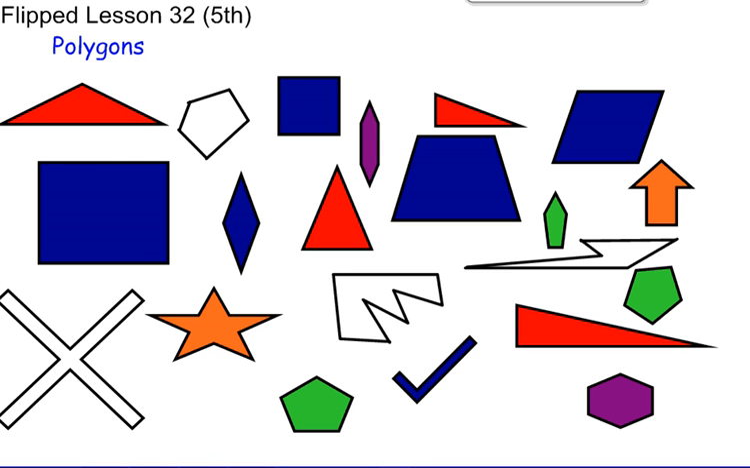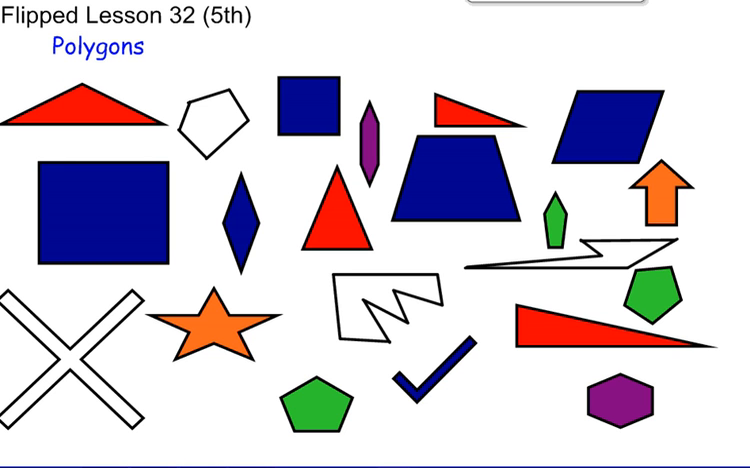Welcome to Flip Math Lesson 32 for the 5th grade. Today we're going to talk about polygons. And as you look at the screen, there's a number of different shapes up there. And so the question is, are there any shapes up there that are not polygons? I'll give you just a second to look and try and figure it out.